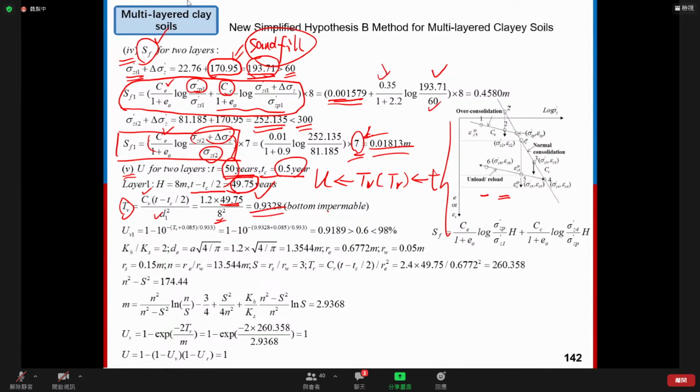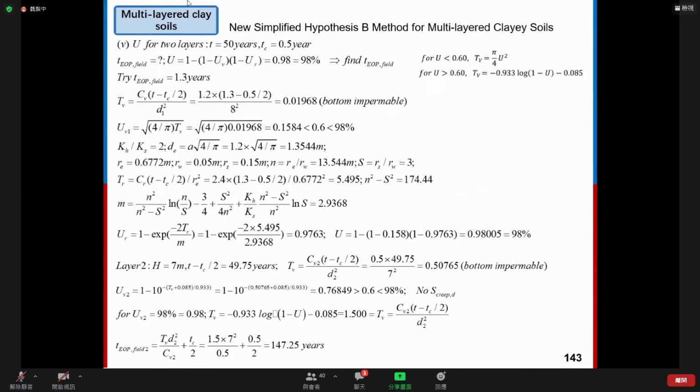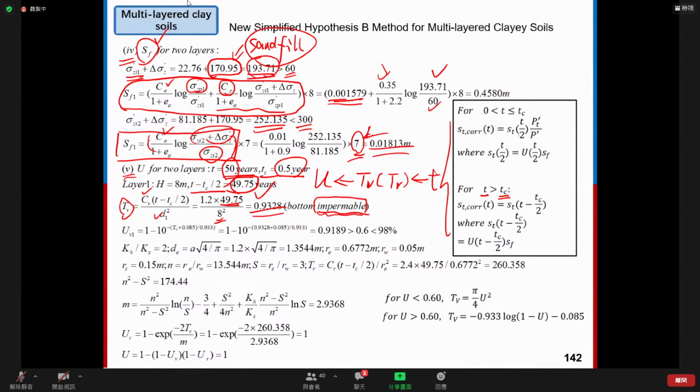The bottom is impermeable. Here we say it is impermeable, but it's not very accurate to say. Actually, the soil alluvium must be permeable, but the water can only go from the bottom to top. This is the only water flow direction in the vertical direction, from bottom to top.